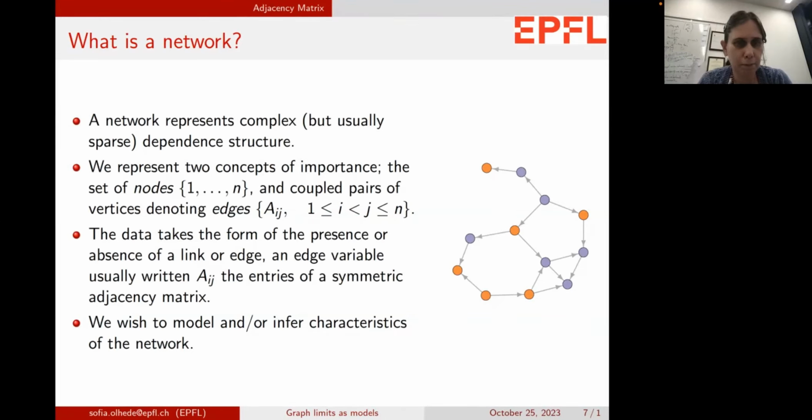The data you get is in an adjacency matrix, which contains edge variables. So each edge variable just tells you if an edge is absent or present. And because we've assumed that there's no directions, this is going to be a symmetric matrix. We call it the adjacency matrix. And we want to model or understand what happens in this network.